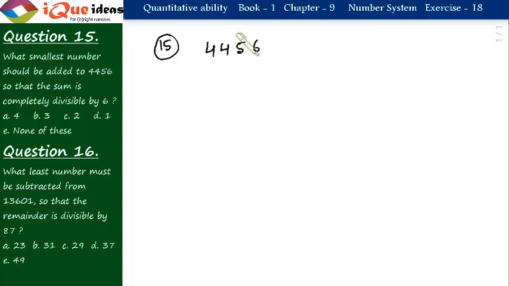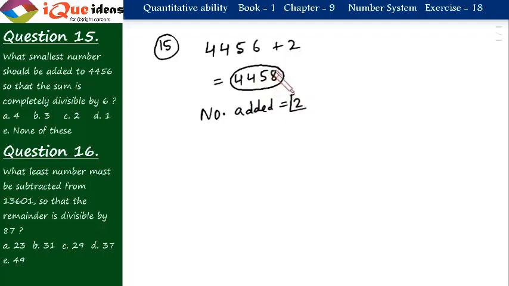Right? What do you add to 19 to make it divisible by 3? So nearest multiple of 3 to 19 is 21. So by adding 2, it will become 21. The sum of digits will become 21. So the number becomes 4458. Check. Is it divisible by 2? Yes. Is it divisible by 3? 4 plus 4 is 8. 8 plus 5 13. 13 plus 8 is 21. So 21 is divisible by 3. So this number becomes both divisible by 2 and 3. Hence it becomes divisible by 6. So the number added is 2. This is one shorter way of doing this question.